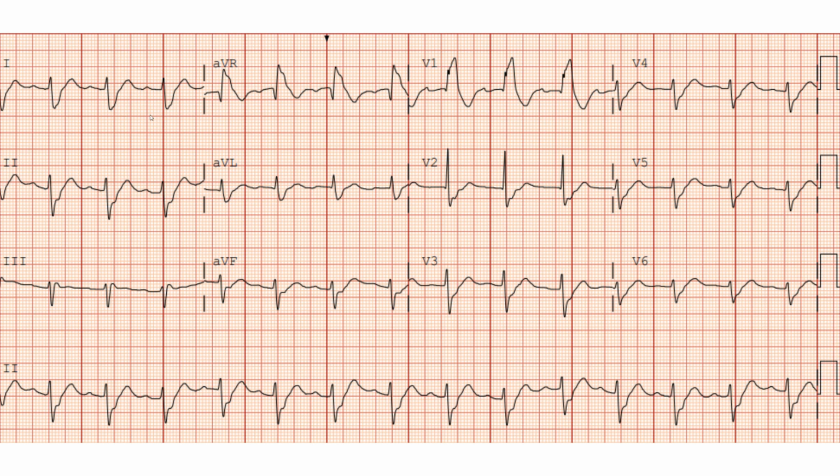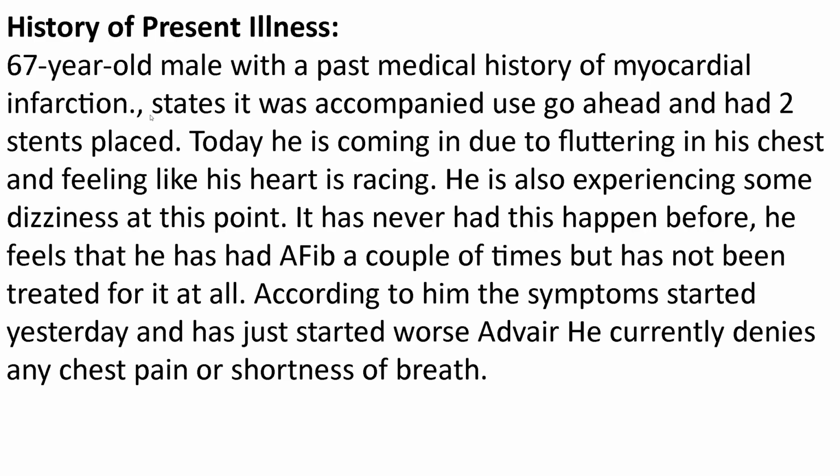No one really knows. All right, so the next case, this case comes from Dr. Russ Johnson. I'm not sure who the resident was. There's a 67-year-old male with past medical history of myocardial infarction, and he had 2 stents placed. Okay. Today he was coming in due to fluttering in his chest and feeling like his heart is racing.